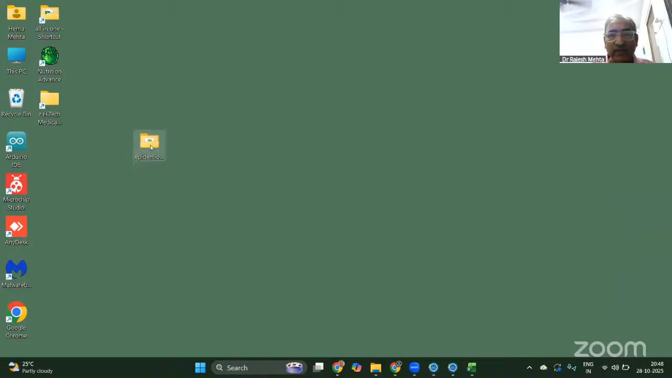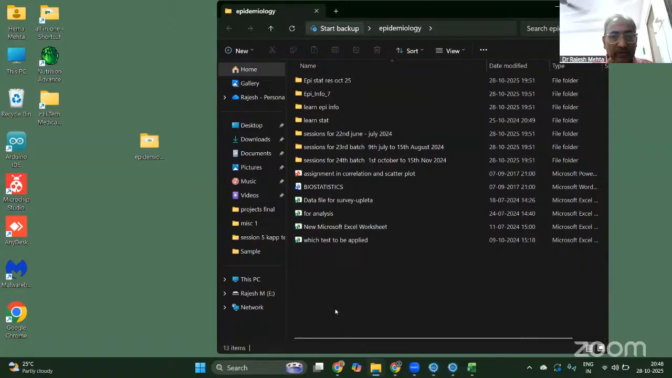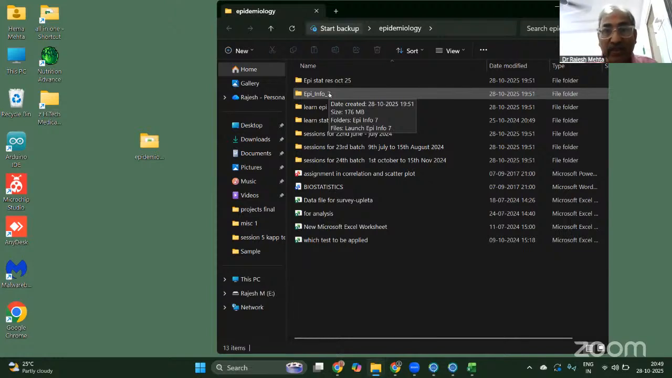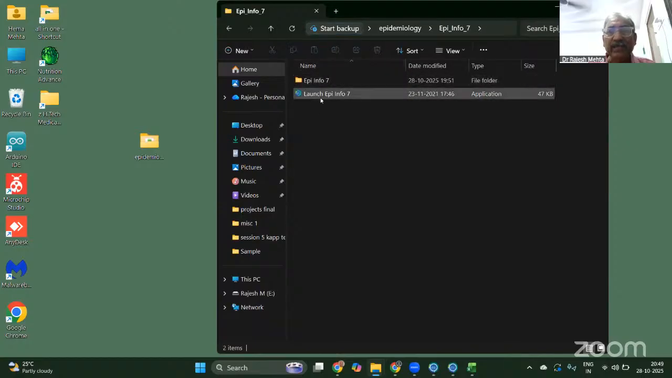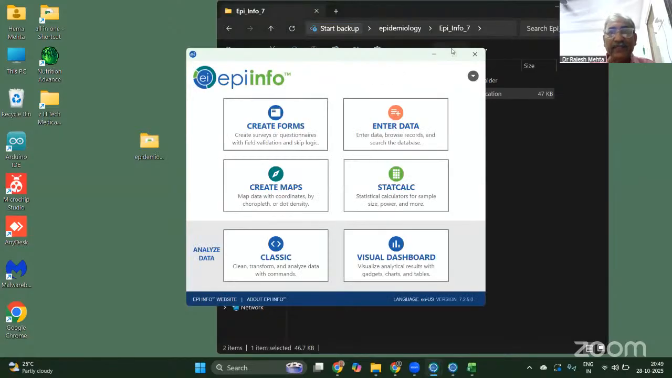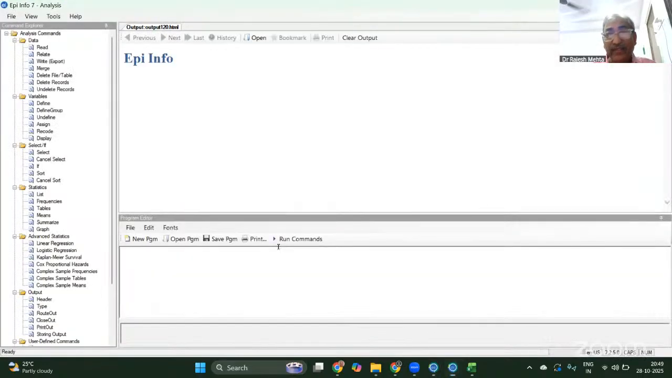If you have not downloaded it, you should. This is the file Epi Info 7, which is already given to you in a Google Drive. If it is not available, just send me an email at rajesh4health@gmail.com. I will send you the zip file and you can use it. Just unzip it and keep these two files on your desktop. Launch Epi Info 7. You can use the classic version.